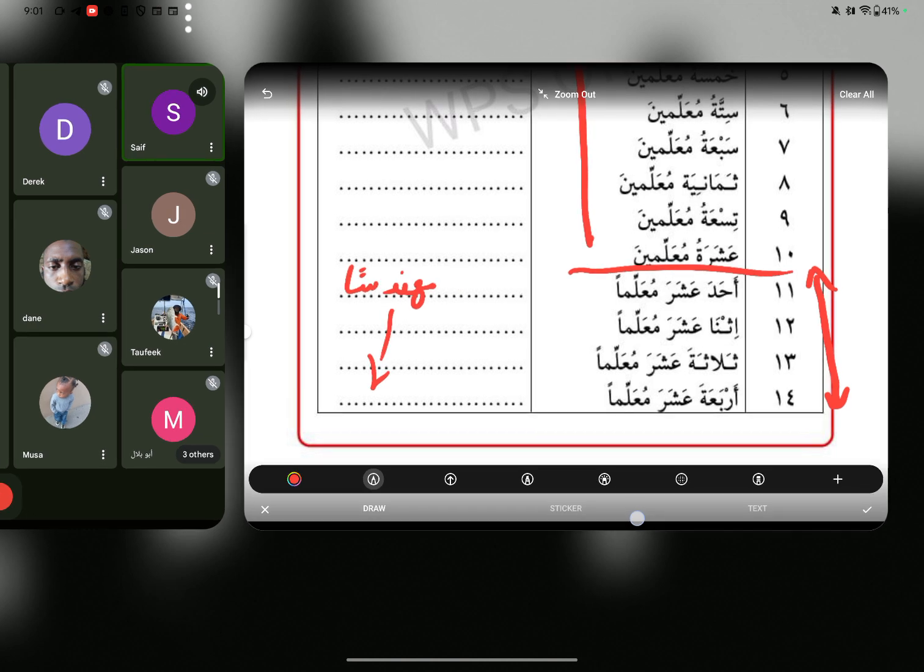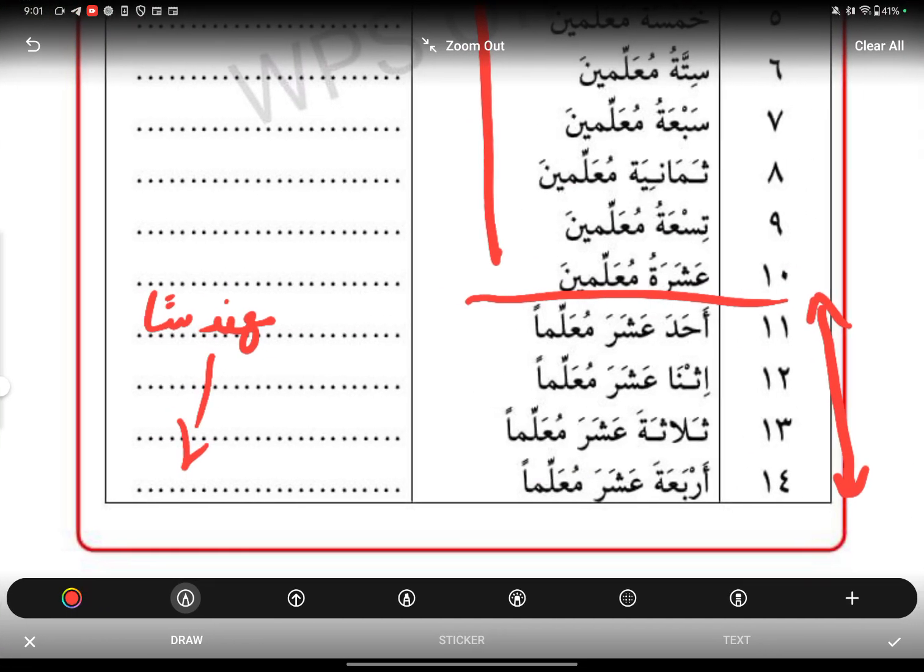Brother Musa. Assalamu alaikum. Same thing, from 11 to 14.